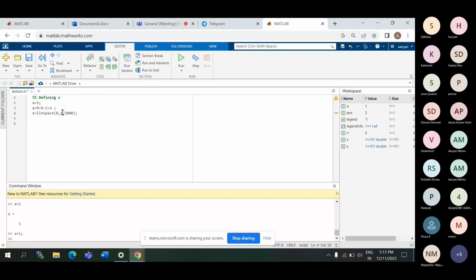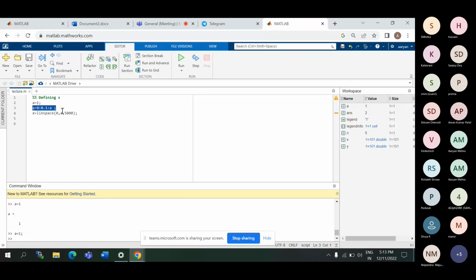So I want to go from 0 to a, because I have already defined. So let's say 0 to a in 5000 steps. Very good. Now we can't use both of these. We have to use any one of them. So let's say I don't want to use this x1.